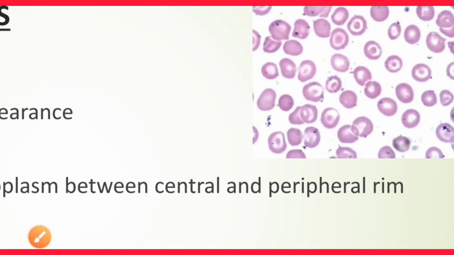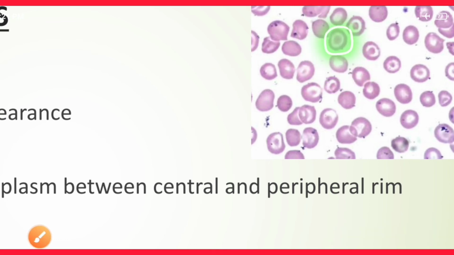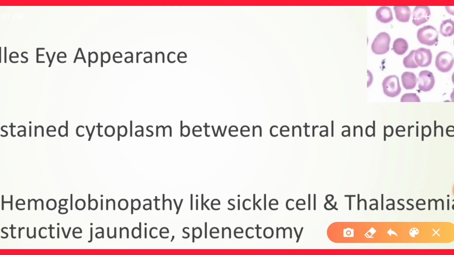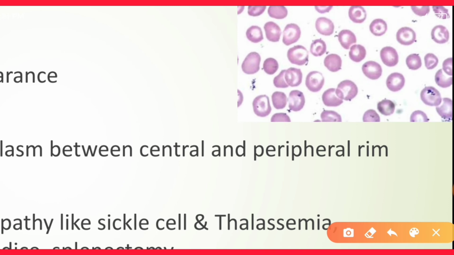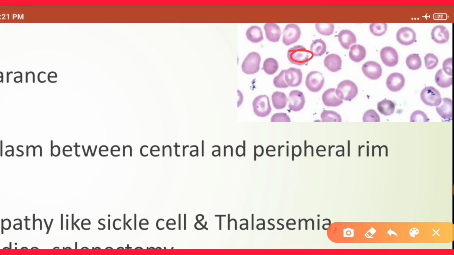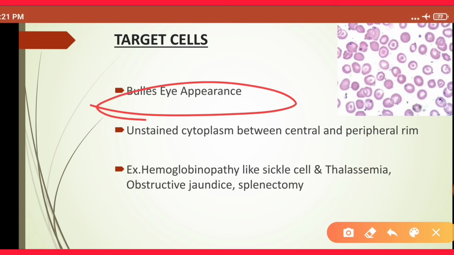If I zoom this figure, then you can see that this is the target cell, right? The target cell has the bull's eye appearance. It has unstained cytoplasm between the central and peripheral ring. So you can see that there is a peripherally stained portion and a centrally stained portion, and in between these two you will have the unstained cytoplasm portion. So this is the target cell. It has a bull's eye appearance and is classically seen in sickle cell and thalassemia. Just remember this cell, guys. It can be asked in your competitive exam. They will put this photo and they will ask you for the diagnosis.